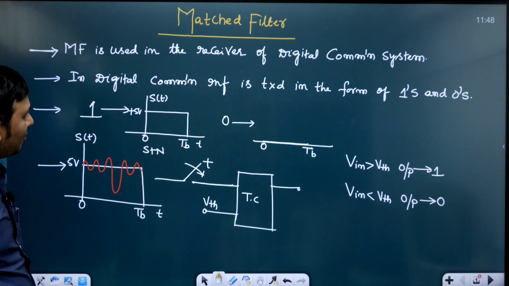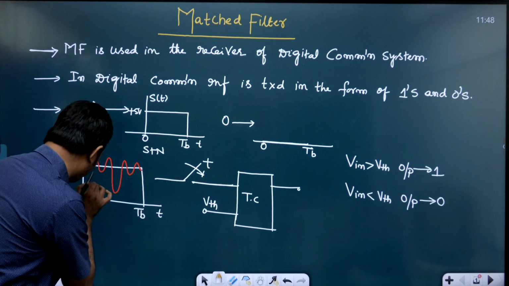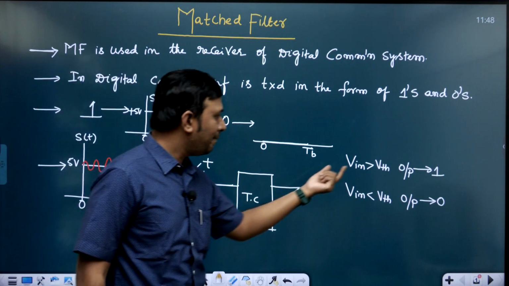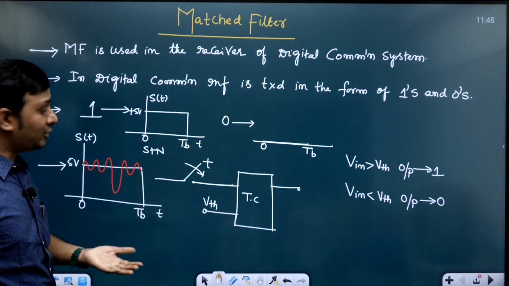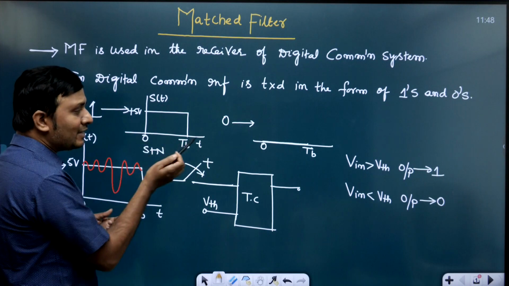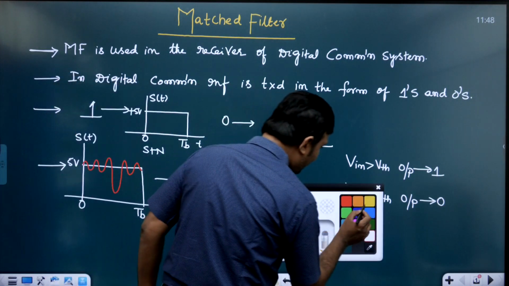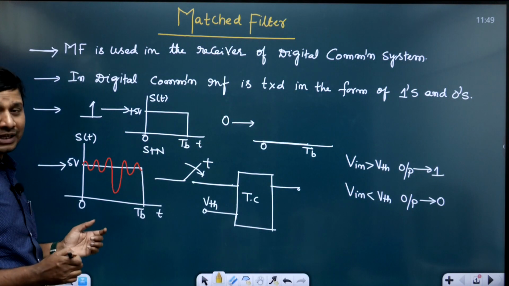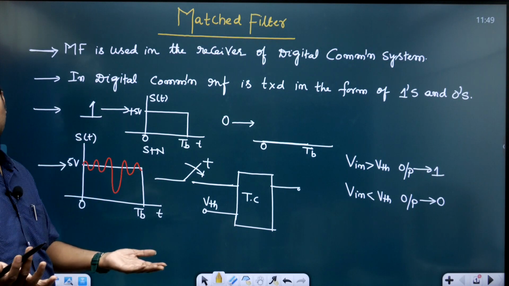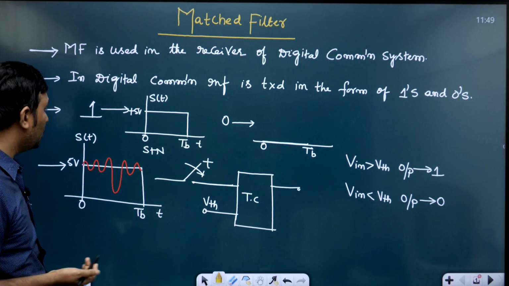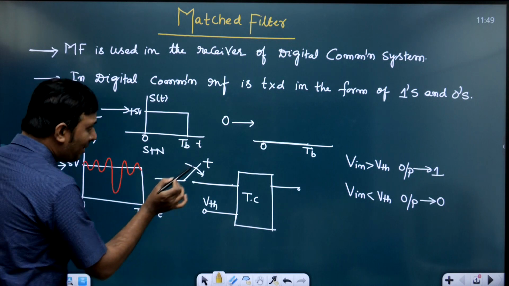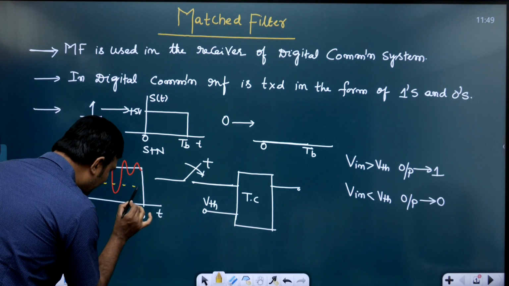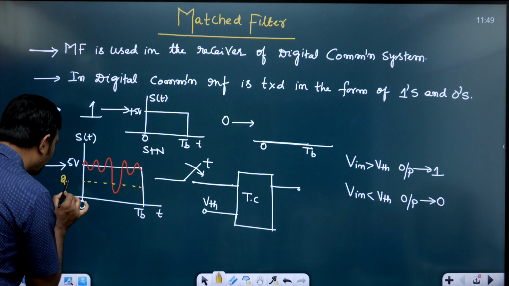Right. Now, this sampler will sample the received pulse at a particular instant, and it will take the decision based on the threshold value. And what is the threshold value? Remember, when ones and zeros are transmitted with equal probability, the threshold value is (Vmax + Vmin)/2. Now the maximum value is 5 volts, the minimum value is 0. So (Vmax + Vmin)/2 in our particular case becomes 2.5 volts.